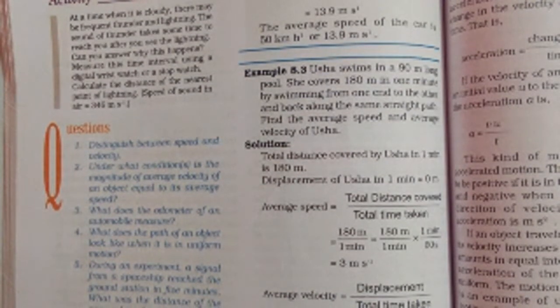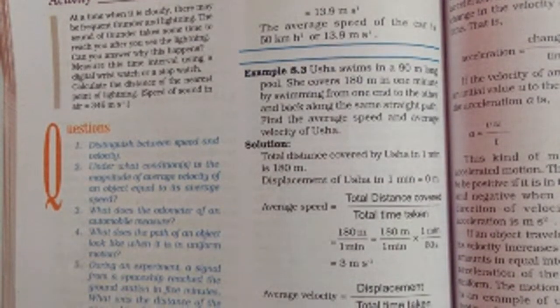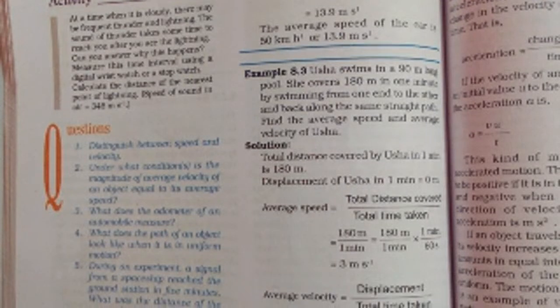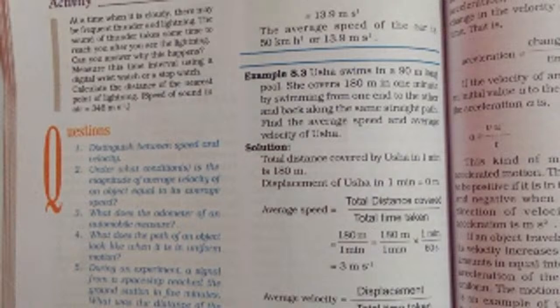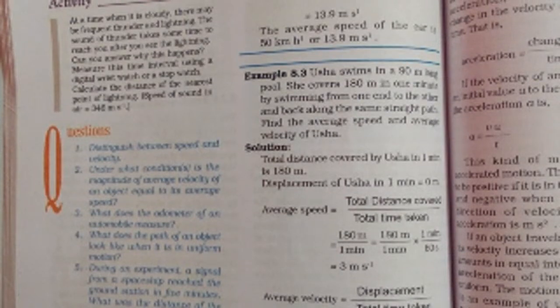Usha swims in a 90-meter long pool. The total length of the pool is how much? 90 meter. She covers 180 meter in 1 minute by swimming from one end to the other and back along the same straight path. Find the average speed and average velocity of Usha. So we have to find the average speed as well as average velocity of Usha.